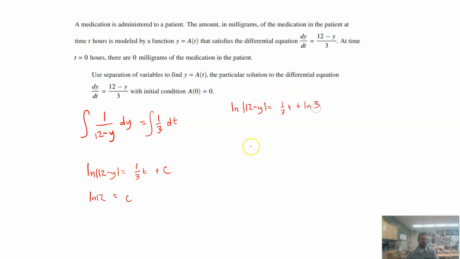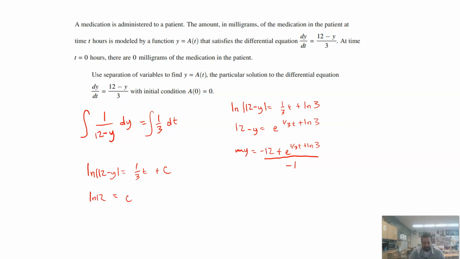The last thing we need to do in this problem is get the y all by itself. So I need to get rid of this ln. So I'm going to have 12 minus y is equal to e raised to all of that stuff right there. Now to get the y by itself, I'm just going to minus 12. So I'm going to have negative 12 minus e to the 1/3 t plus the ln of 12. Then lastly, oops, that's plus, not minus. And lastly, I'm going to divide by negative 1 to get that y by itself. And that is the correct answer to letter C. Again, hopefully that one made sense.